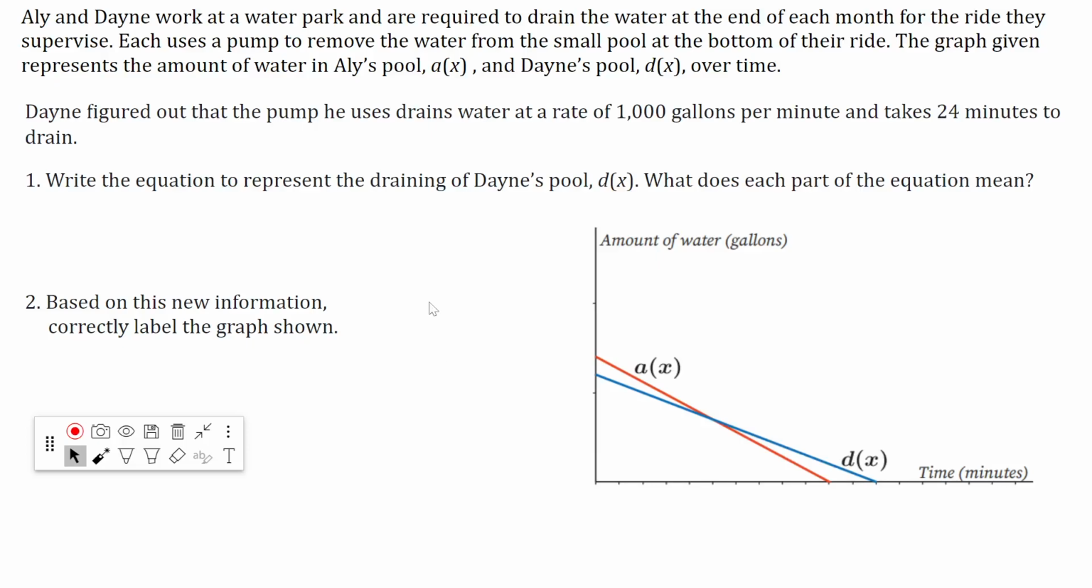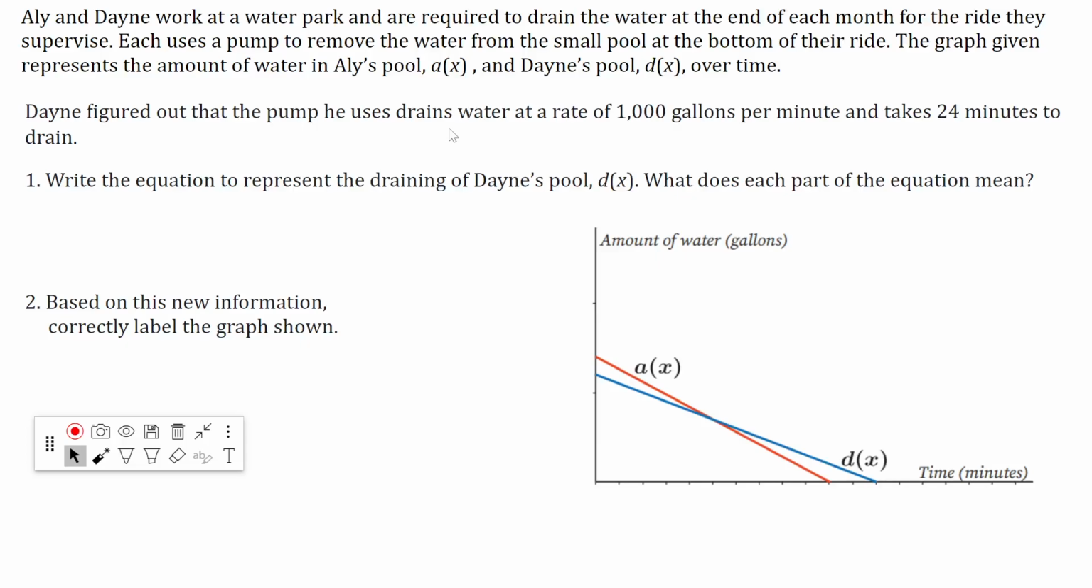So in this example, we have Allie and Dane both work at a water park, and they are required to drain the water at the end of each month for the ride they supervise. Each uses a pump to remove the water from the small pool at the bottom of their ride. The graph given represents the amount of water in Allie's pool, A of x, that's the red line, and Dane's pool, D of x, that's the blue line, over time.